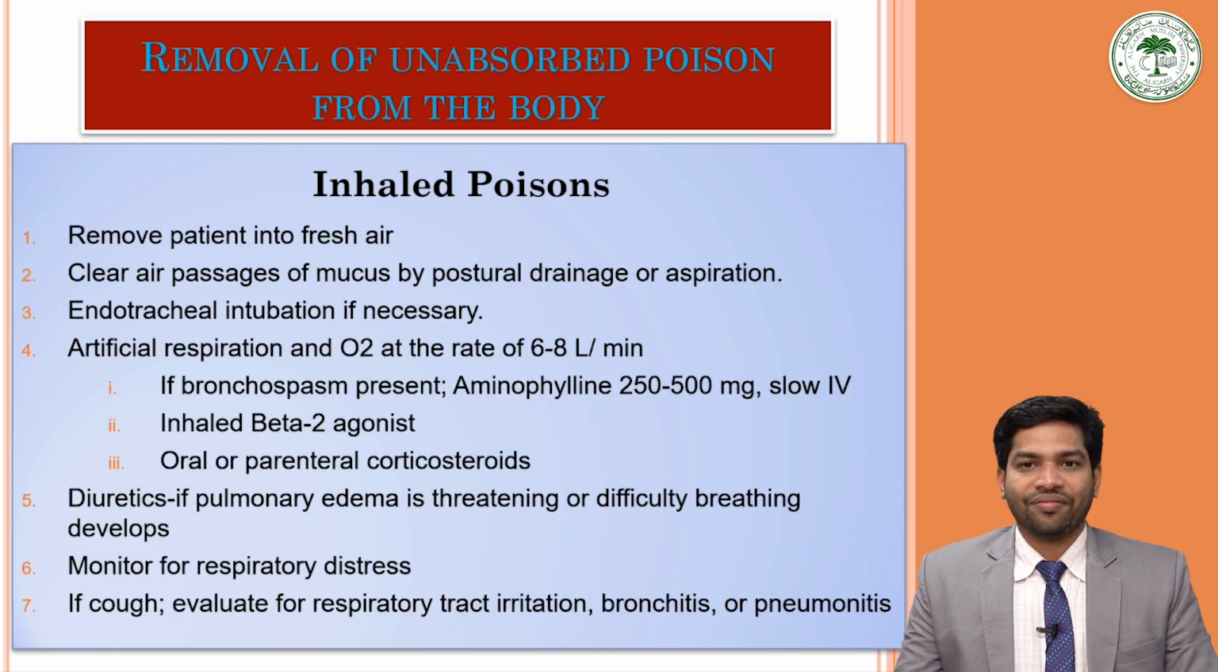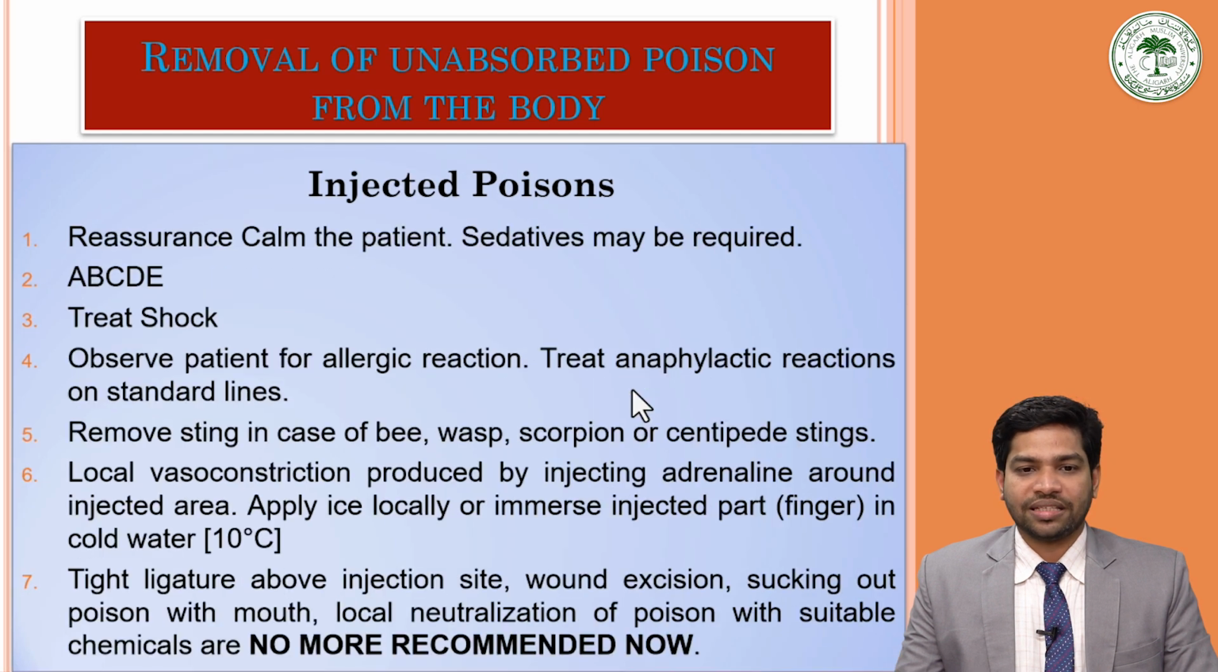For inhaled poison, the first step shall be to remove the patient into the fresh air. Then clear air passages, apply endotracheal intubation if necessary, then artificial respiration and oxygenation inhalation. If bronchospasm, then give aminophylline, inhaled beta-2 agonist, oral or parenteral corticosteroids. Give diuretics to correct the pulmonary edema and difficulty breathing, and monitor for any respiratory distress, and in case of cough, evaluate for respiratory tract infection, bronchitis and pneumonitis.